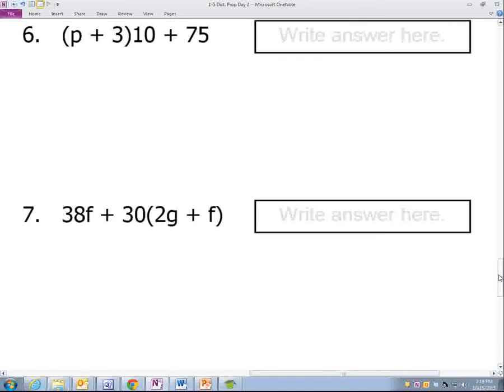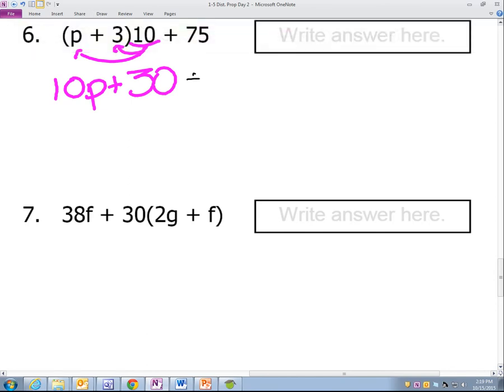Number 6, I have 10 times the quantity p plus 3. This 10 is going to be distributed to the 3 and the p, so I have 10p plus 30, because 10 times 3 is 30. This 75 is just coming along for the ride. Nothing happened to it yet.